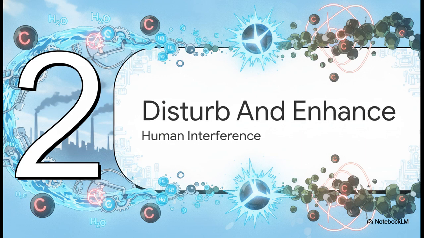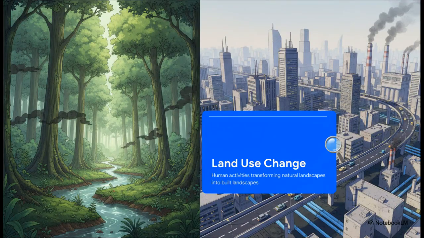That brings us to Section 2, defining disturb and enhance. Land use change is basically our primary tool of interference. It's the literal process of fundamentally redesigning the Earth's surface. We're stripping away natural, permeable, carbon-rich environments and replacing them with highly engineered human landscapes.